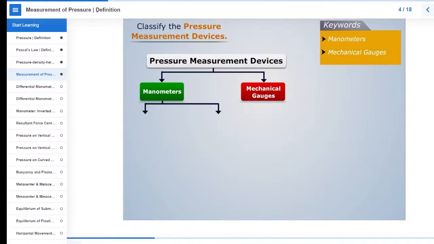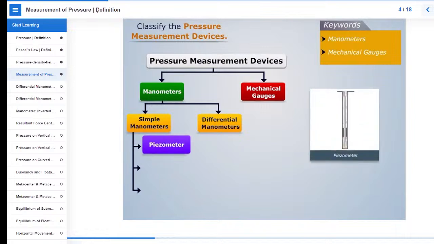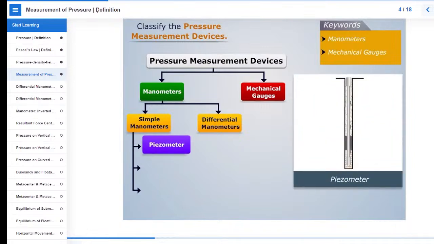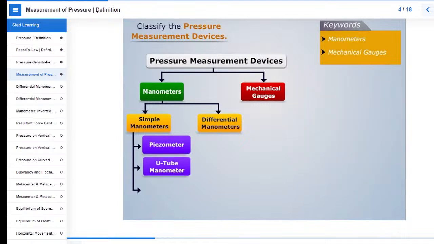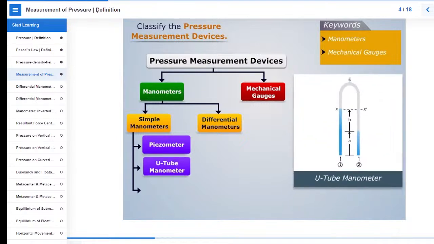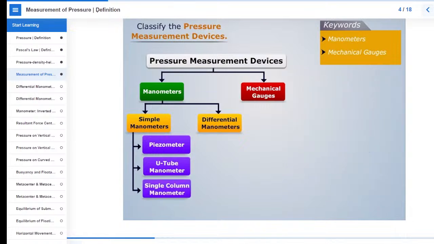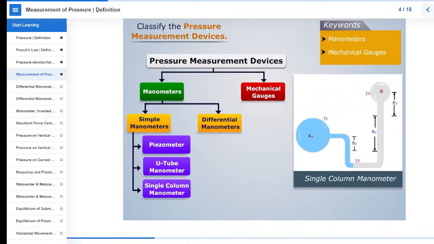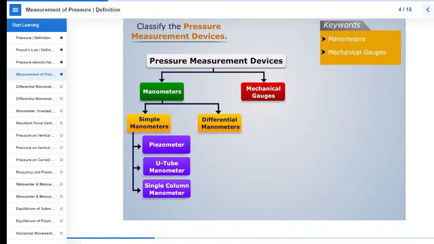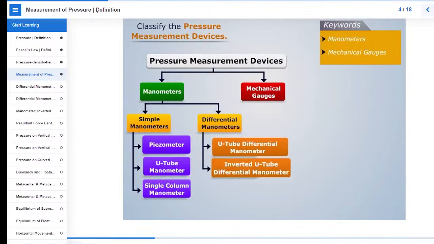Manometers are further subdivided into simple manometers and differential manometers. Simple manometers are further subdivided into piezometer, U-tube manometer, and single column manometer. Differential manometers are further divided into U-tube differential manometer and inverted U-tube differential manometer.